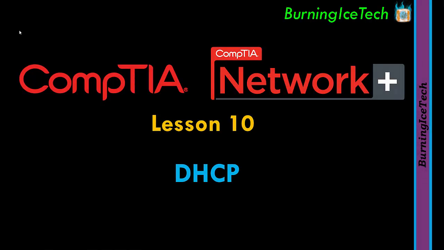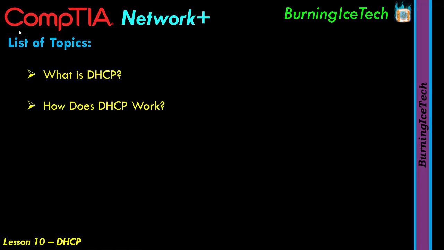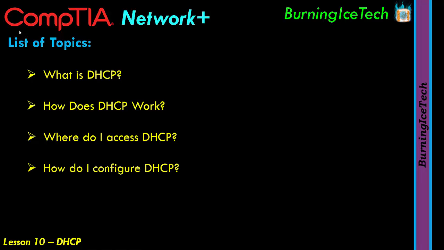Howdy folks, today's lesson in the CompTIA Network Plus course is DHCP. In this lesson we'll be talking about the following topics regarding DHCP. The first one is what is DHCP? The second is how does DHCP actually work? The third is where do I access DHCP, or go about accessing it? And then lastly, the fourth one will be how do I go about actually configuring the DHCP?